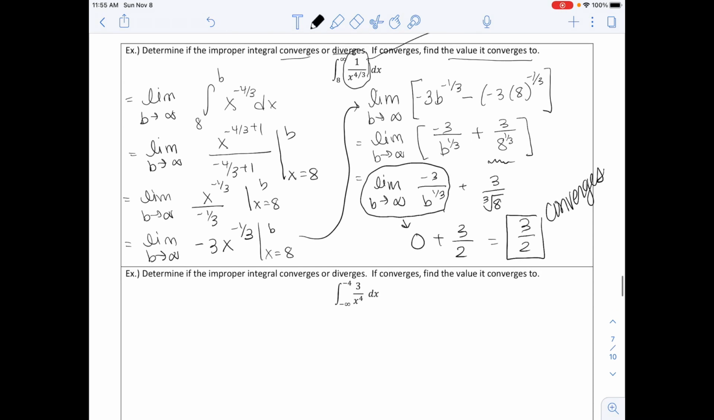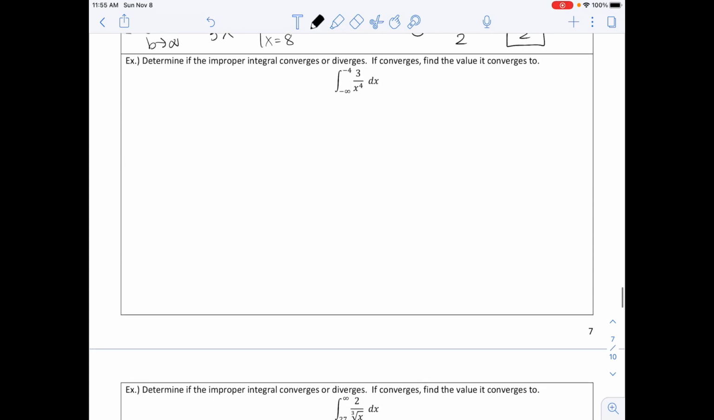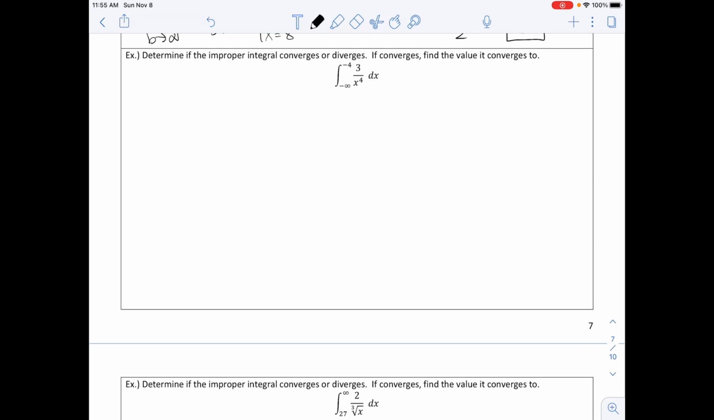So the next example that we have says determine if the improper integral converges or diverges, and if it converges, then find the value it converges to. So this would be rewritten as the limit as, and I'm going to call it a, approaches negative infinity, and then it's going to be the integral from a to negative 4, and I'm going to rewrite my integrand as 3 x to the negative 4 dx.